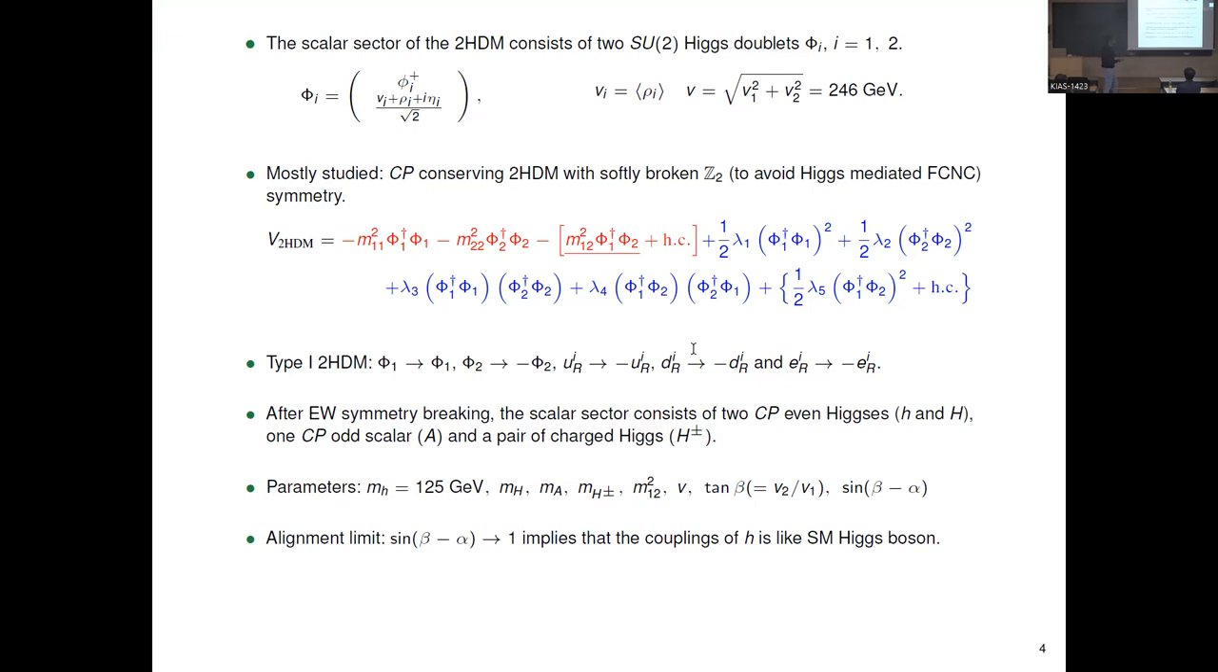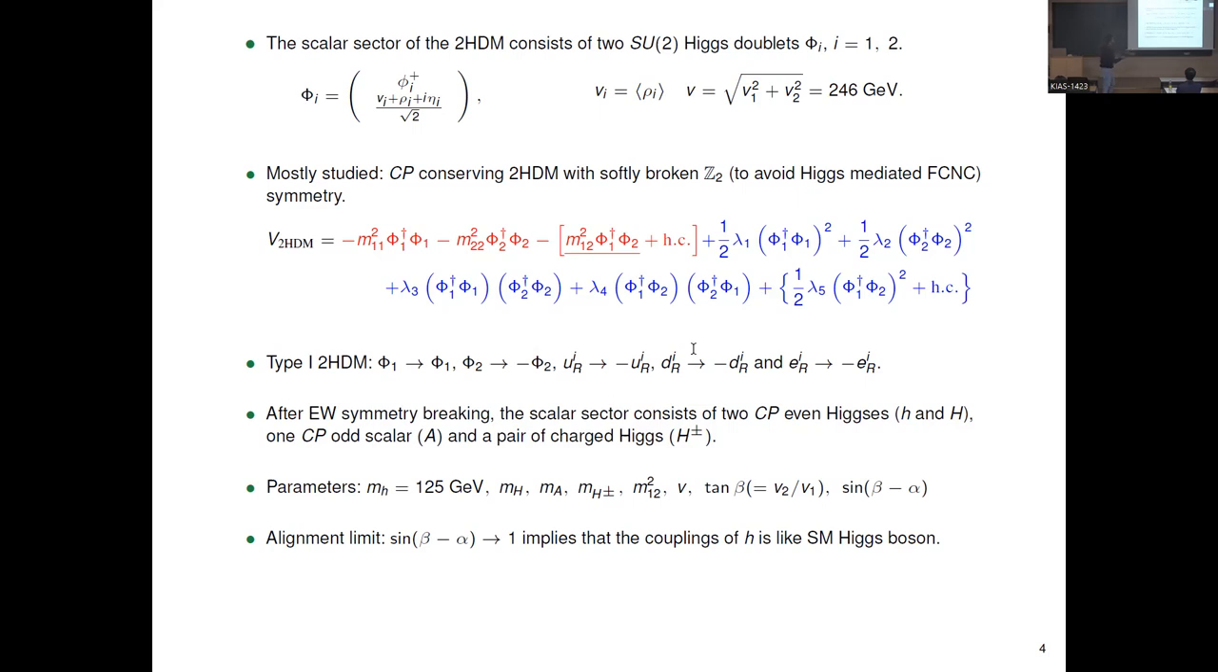Now, based on the Z2 symmetry in the fermion sector, we can have four possible Yukawa types. But today in this talk, I will be focused only on the type 1 two-Higgs-doublet model, under which the fermions transform like this. So all the fermions are coupled only to the second Higgs doublet, and they get their masses from the second Higgs doublet too.